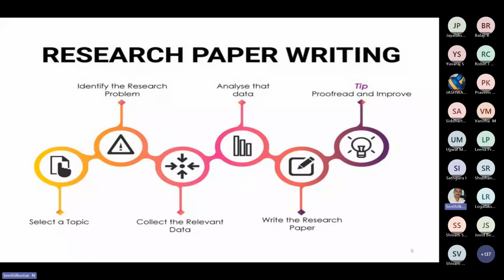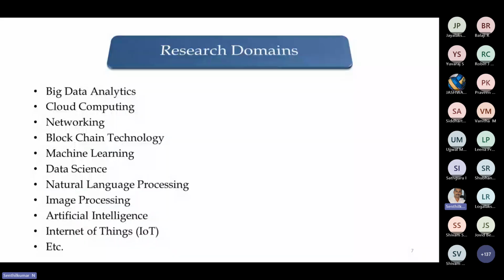You should have an idea about what is a research topic and what is a research domain. These are the research domains we have: big data analytics, cloud computing, networking, blockchain technology, machine learning, data science, natural language processing, image processing. Like this, there are many domains available in computer science. Now you have to look at which domain you are very much interested in.